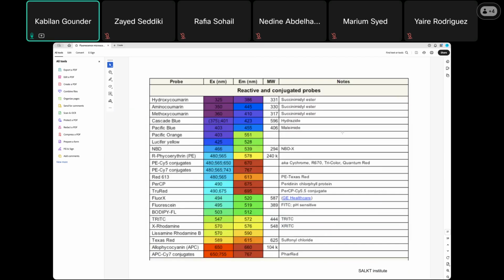Also there are different probes and molecular weights, and they are all important. From an exam point of view, I don't think you need to remember all this, but later I'm going to discuss some of the important dyes. You need to know what each is used for.